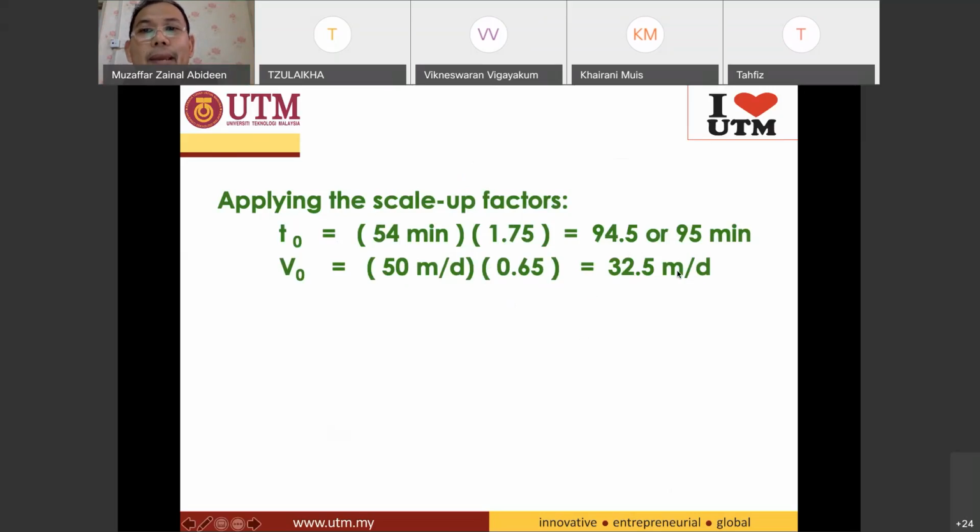the V naught would be 32.5 meter per day. So is the case for the time. The time from our graph, we obtain it to be 54 minutes. You need to multiply with the scale up factor because this one is from experiment. We are designing the real tank. So you need to multiply with the scale up factor. That means the time in the real tank that you would like to design has got to be 95 minutes. Or in other words, the tank that you design, make sure that the detention time in the tank is 95 minutes in order for you to remove 65% of the suspended solid.